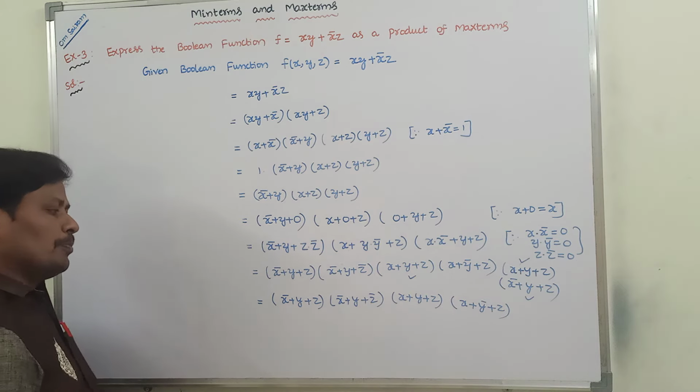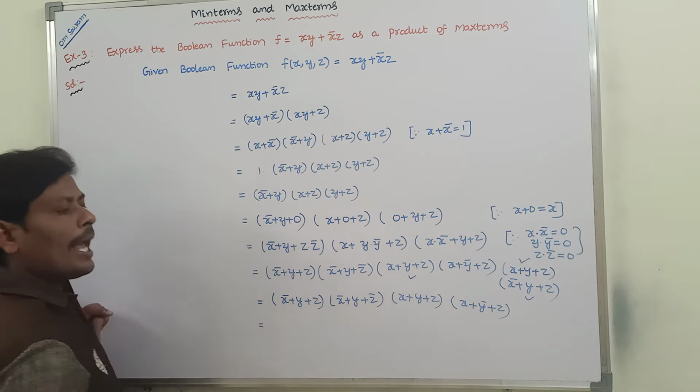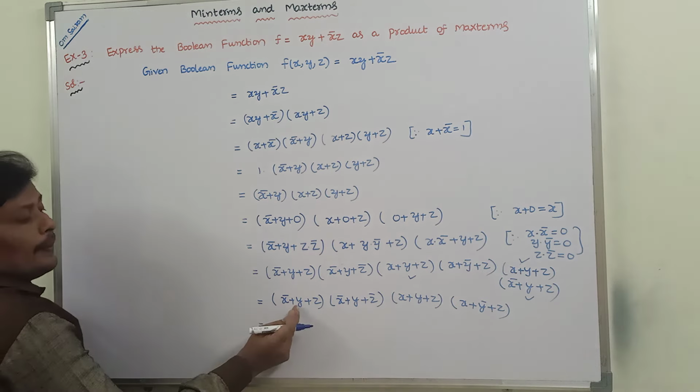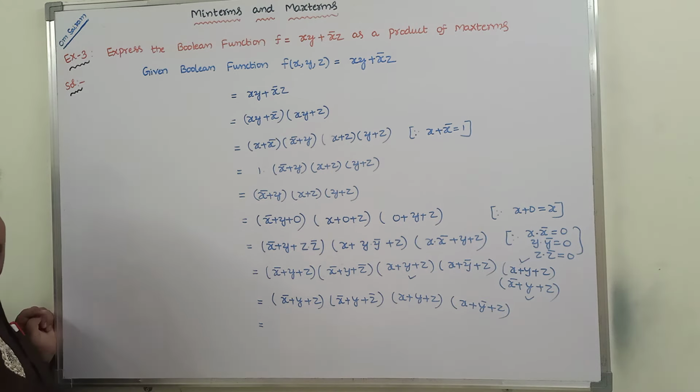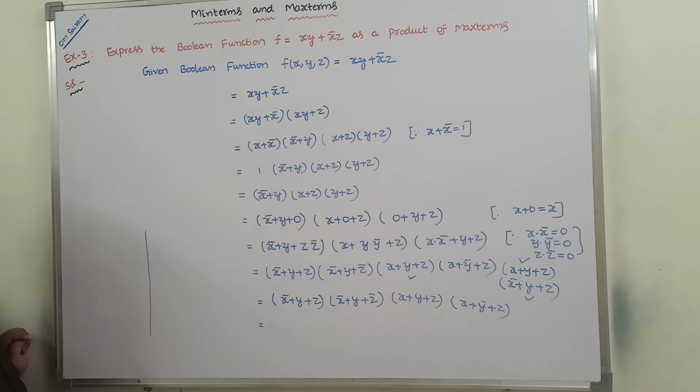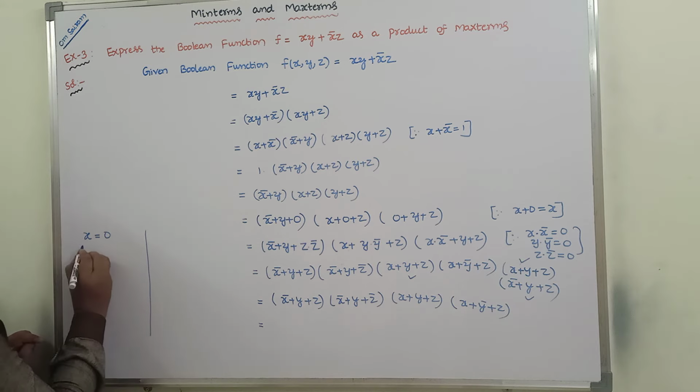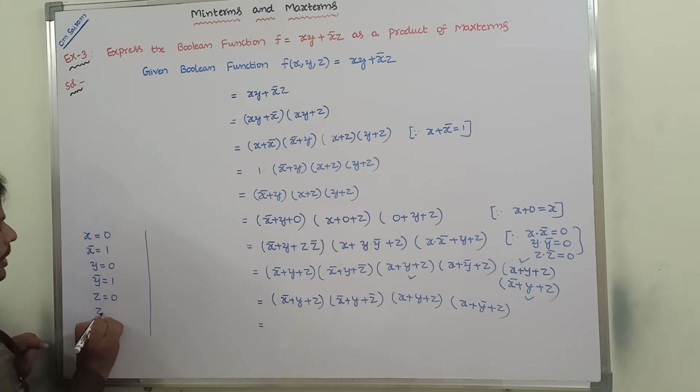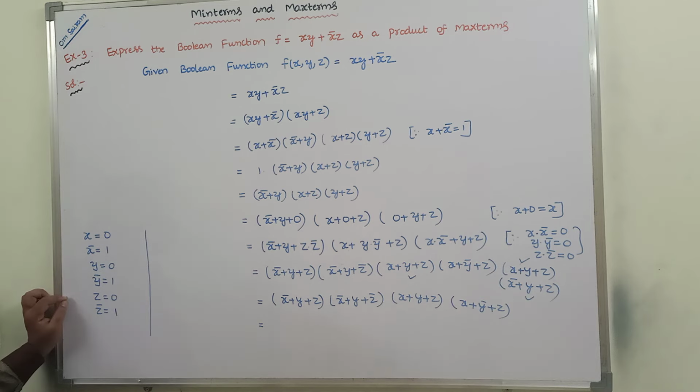Now we have to write these sum terms in zeros and ones. In the case of Maxterms, variable x is 0 and x bar is equal to 1. The y value is 0 and y bar is equal to 1. z is 0 and z bar is equal to 1. This is in the case of Maxterms only.